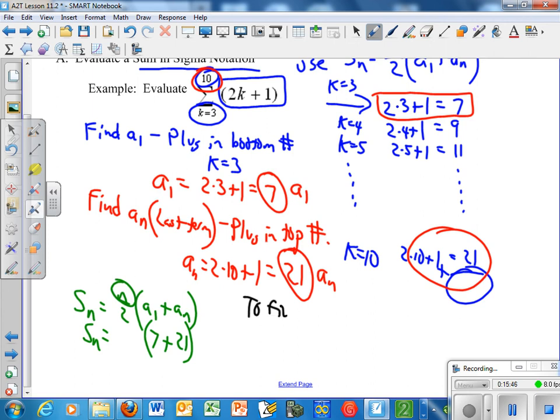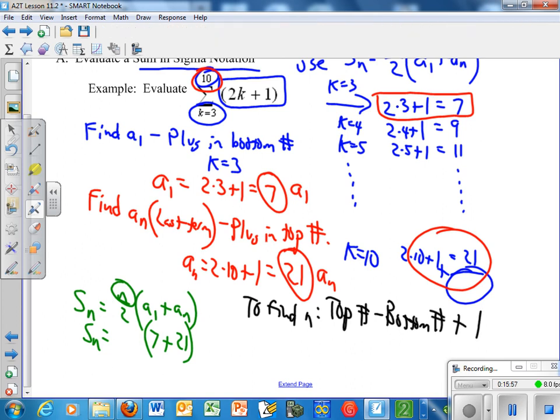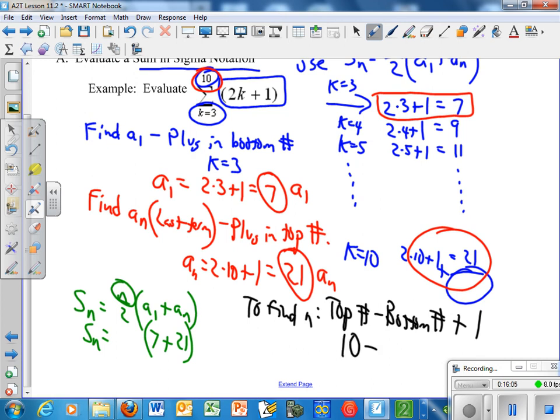To find n in sigma notation, you take the top number, subtract the bottom number, and add 1. So in this case, my top number, as you can see above the sigma symbol, is 10. My bottom number is 3. Many times that will start at 1, but not always. And then I add 1. So 10 minus 3 would be 7. 7 plus 1 would be 8. That means there would be 8 terms, or that n is equal to 8. So again, the shortcut is top number minus bottom number plus 1.